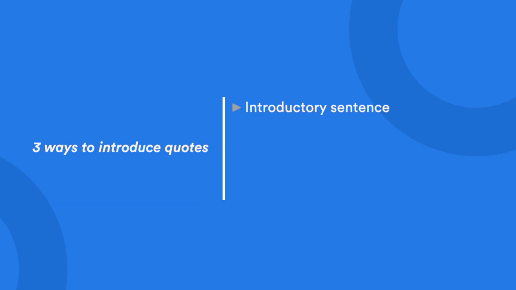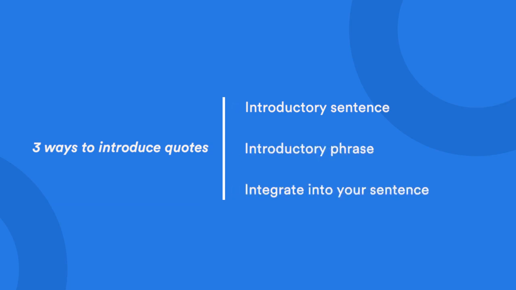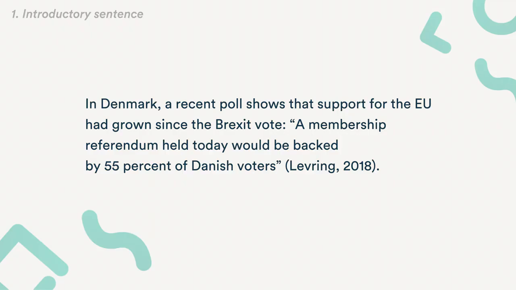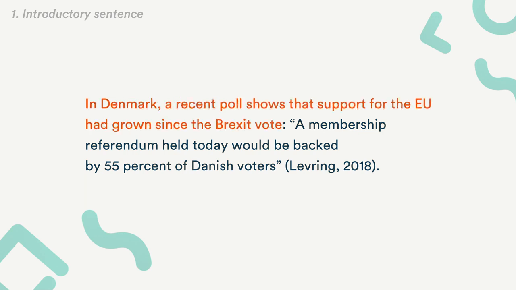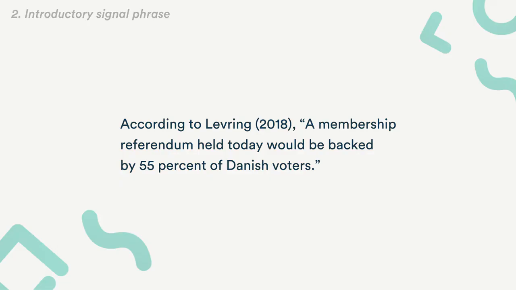There are three ways to introduce a quote. The first is with an introductory sentence. Consider this example. You can introduce the quote with a full sentence followed by a colon. You can also use an introductory signal phrase. Now take a look at this example. You can use a signal phrase that mentions the author or source but doesn't form a full sentence. In this case, you follow the phrase with a comma instead of a colon.